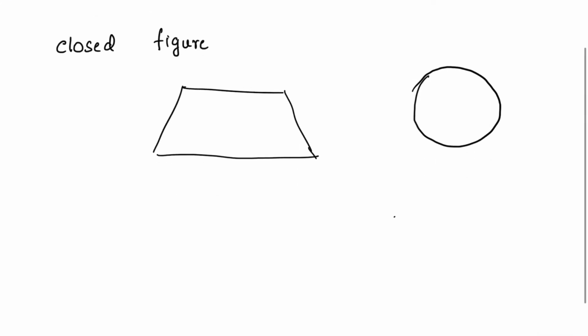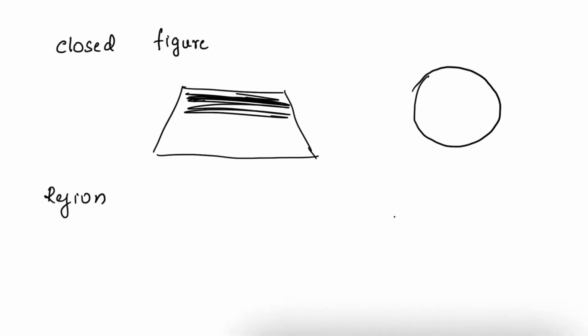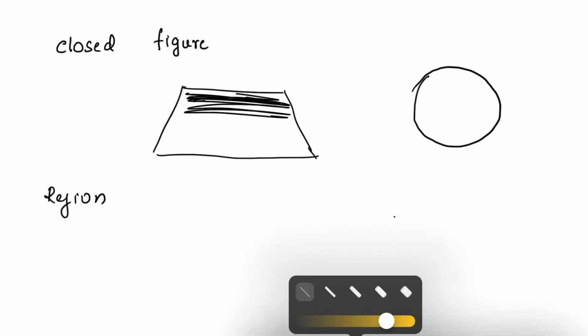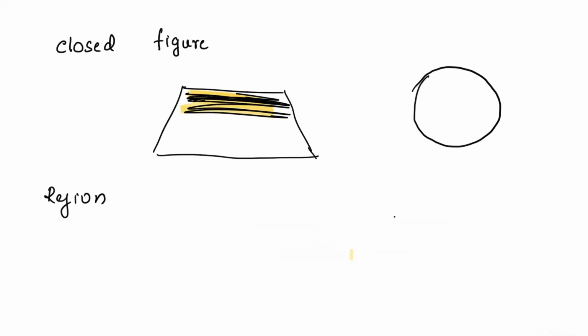Hope it's clear, children. Now coming to the next one, region. What is a region? Region is the inside part of this closed figure, which I am trying to shade here. For your better understanding, I'll shade it with some color. You can see the shaded portion, not outside, inside the boundary. It's called the region. I'm drawing it once again for your clarification. Look at this, this is how it's shaded. This is called the region.